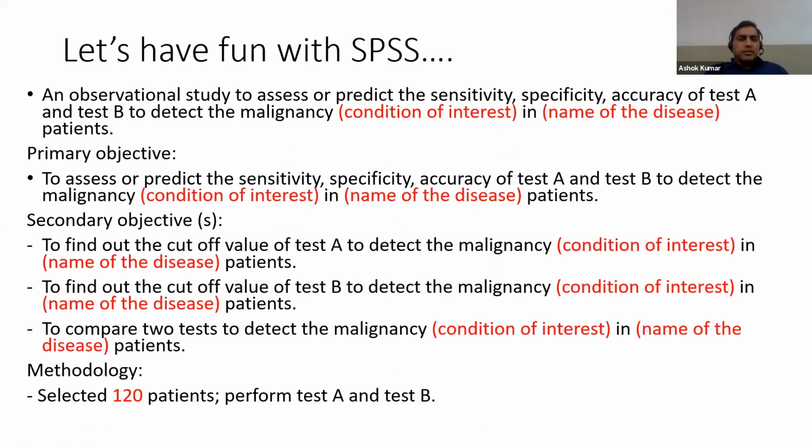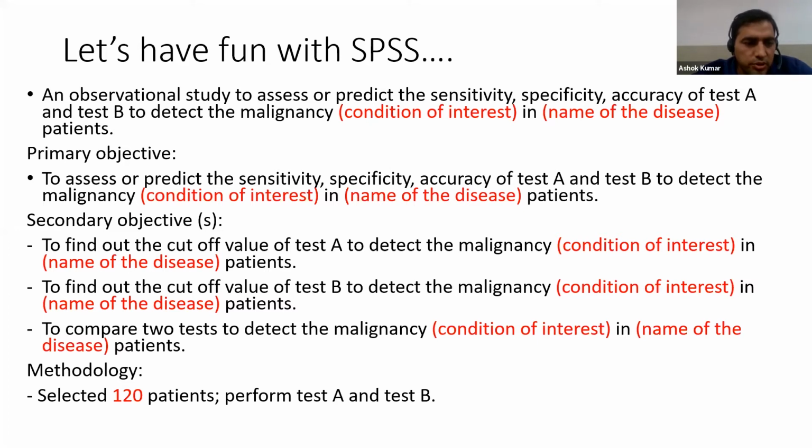Sorry. So let's have fun with SPSS and an observational study: to assess or predict the sensitivity, specificity, and accuracy of test A and test B to detect the malignancy. That is the condition of disease. It's not necessarily only malignancy, it can be other things. Please mention the name of the disease in patients, for example breast cancer, something like that. And the primary objective is to assess or predict the sensitivity, specificity, and accuracy of test A and test B to detect the malignancy in these patients.